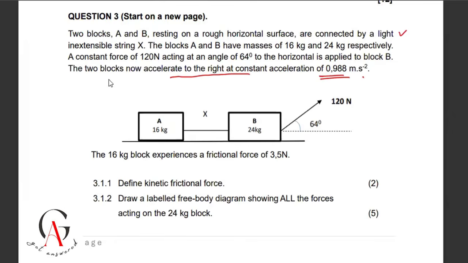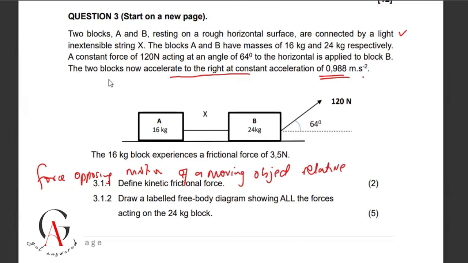Can we define the term kinetic friction force? So basically, we know that this is a force that opposes motion relative to the surface. So a force opposing the motion of a moving object, because the object has to be moving. Moving object relative to the surface.